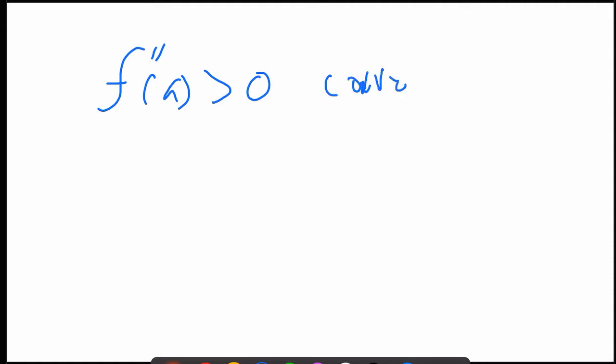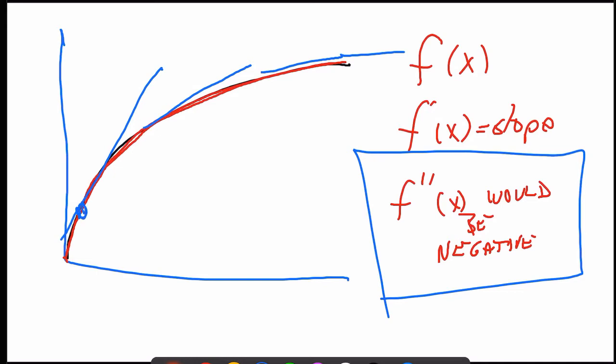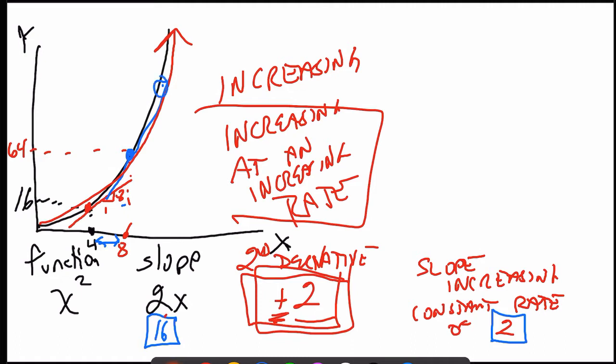So some things we know about this. The second derivative, if it's positive, we're going to have, generally speaking, something that's convex. And if it's negative, we're going to have something that is concave. And remember, convex and concave are about, I draw my secant. Secant is below the line. It's concave. I draw a secant. Secant is above the line. It's convex.